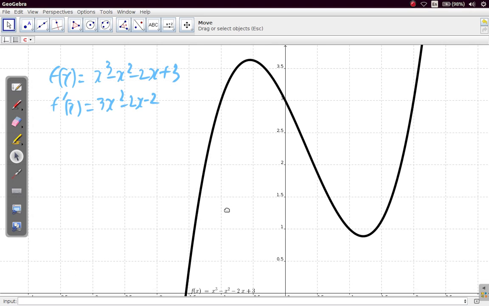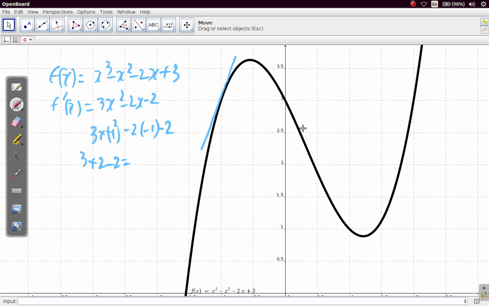Say I choose -1 and make x equal -1. This is going to be 3 times -1 squared minus 2 times -1 minus 2. That will be, -1 squared is 1, 3 plus 2 minus 2 is 3. This is positive, showing that the tangent has a positive gradient.